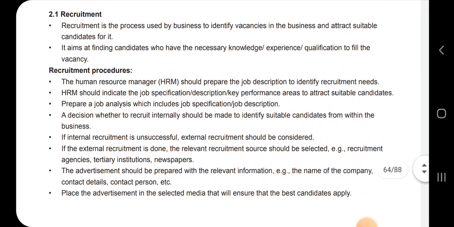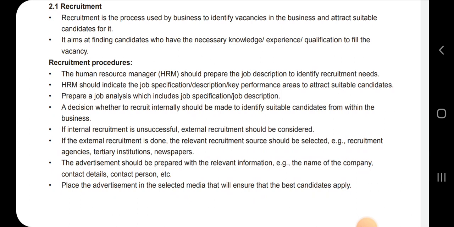And then the recruitment procedures. The human resource manager should prepare the job specification. When you're recruiting, you're trying to get someone to be part of you, right? You're going to tell them what your business is all about and stuff like that. So that is recruiting, and that's what a business also does. It's an invitation sort of. So they place it online, in newspapers, on radios. They are inviting people to apply for jobs. So this is what the recruitment looks like.